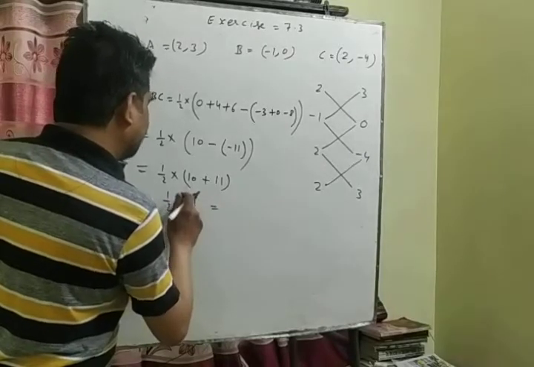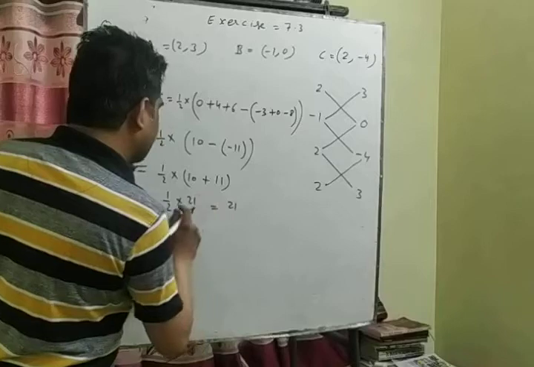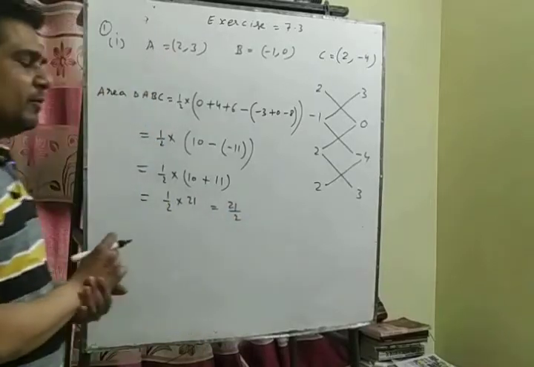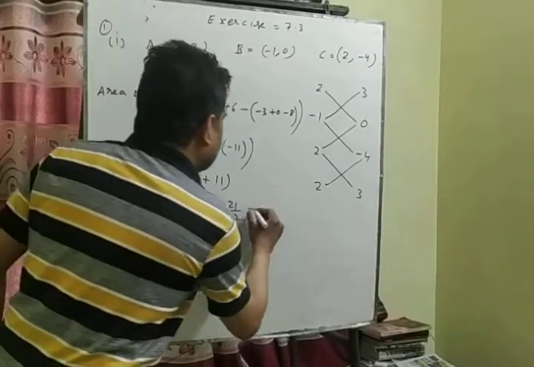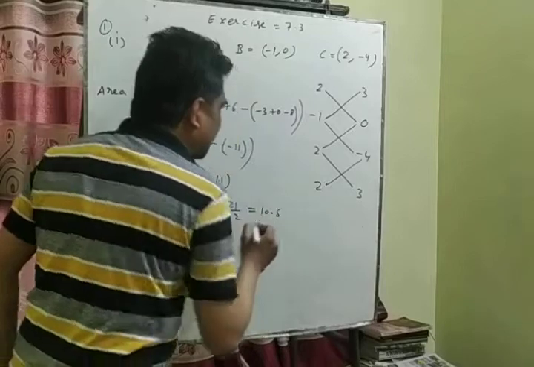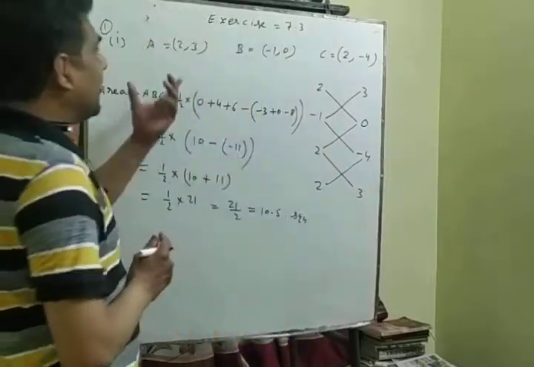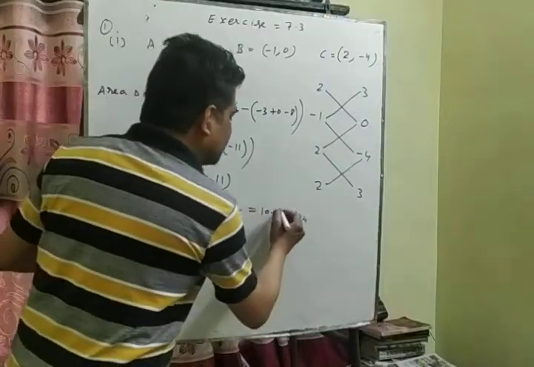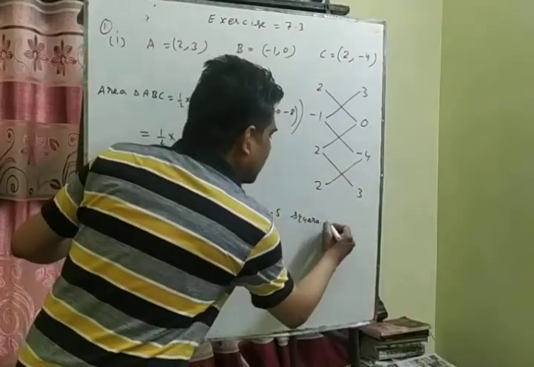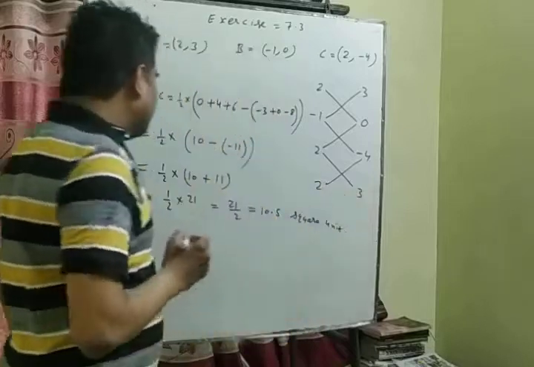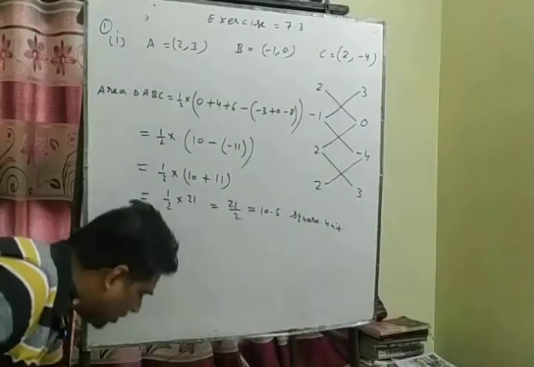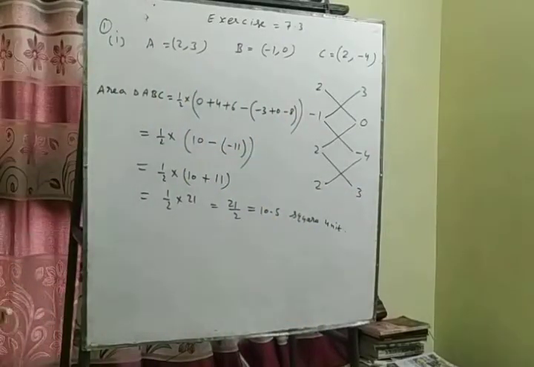It means 21 into 1 is 21, 21 upon 2. It means 10 and a half. 10 and a half square unit, because area of a triangle is every time in square unit. It is our answer of the first sum. Now we are doing the second sum.